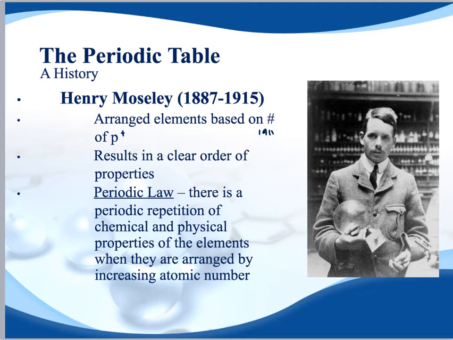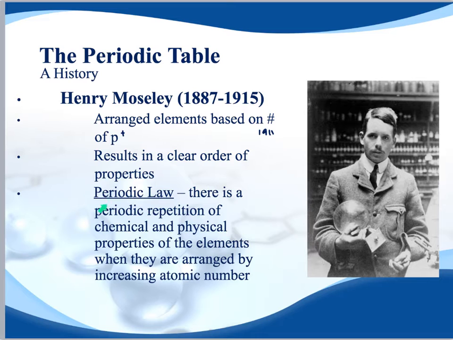But he's the first one to do that. And as soon as he does, all the inconsistencies of Mendeleev's table and Newlands' law of octaves go away, and we see that clear order of repeating properties. And this leads to what we call the periodic law. There's a periodic repetition of chemical and physical properties of the elements when they are arranged by increasing atomic number. So when we put them in order of number of protons, we see repeating patterns.